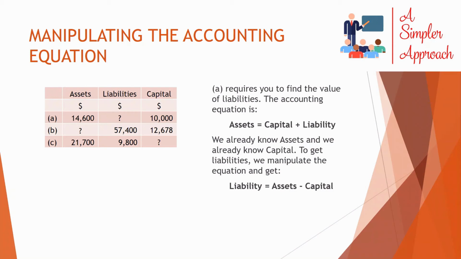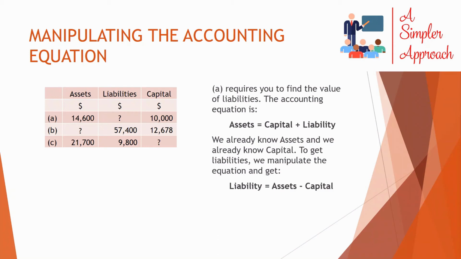Let me go over that again. To manipulate the equation, you have to move the components over the equal sign and change the sign of the component itself. Now, in the top one, assets equal capital plus liability. Notice at the bottom, when we manipulate it to get liability, it becomes liability equal assets minus capital.